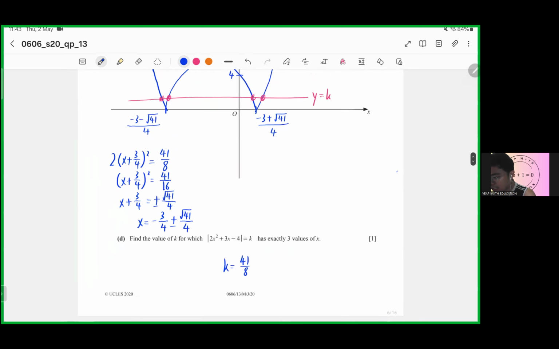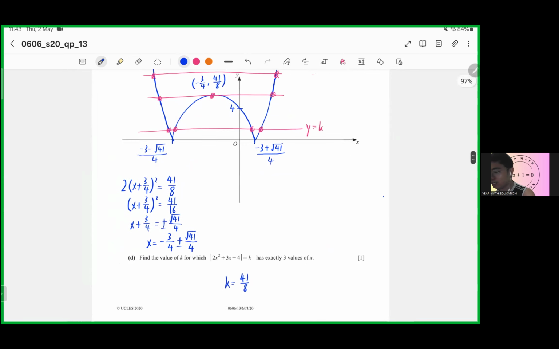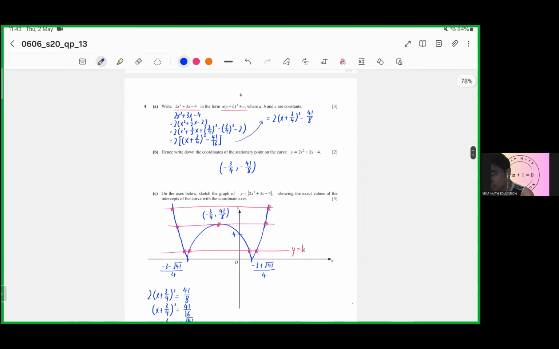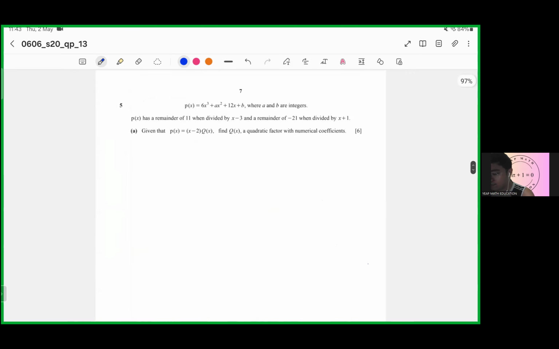If the question asks 2x squared plus 3x minus 4 equals k, then you can write maybe k. But now it is in modulus form, so you can see I already drew it. You need to write k equals 41 over 8. I hope you can understand. Now we look at question 5.